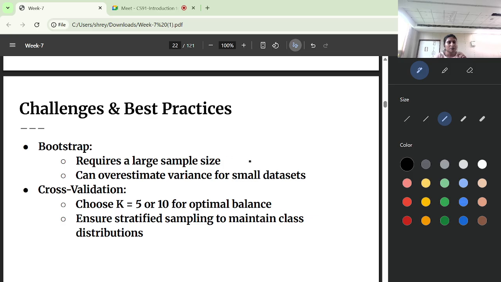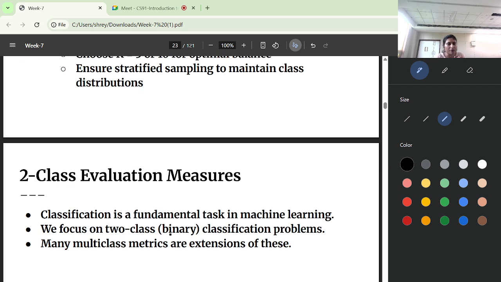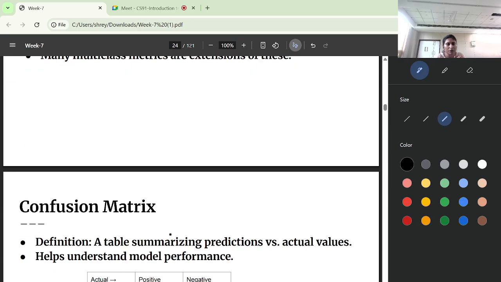All right, so some challenges and best practices are written for bootstrap and cross validation. I think all of this we have covered, so I will not go into it.